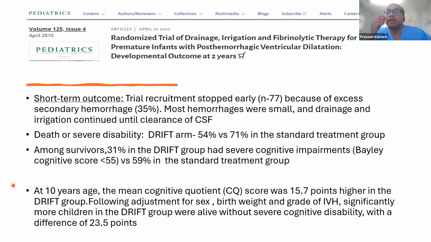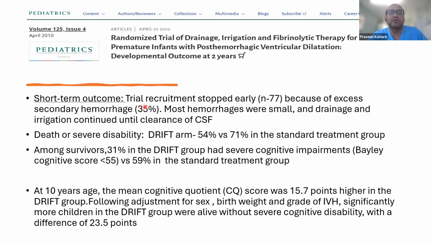So what they did was, if they found an intraventricular hemorrhage, a significant one, and there was post-hemorrhagic ventricular dilatation, they would drain it, irrigate it with urokinase, a fibrinolytic, and try to wash away all the debris and all the blood. The idea was that the debris is what causes trouble. It blocks everything. As we remember in the pathophysiology, that is what causes progressive hydrocephalus.